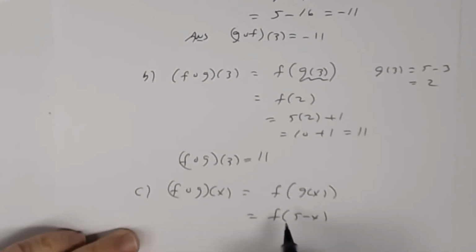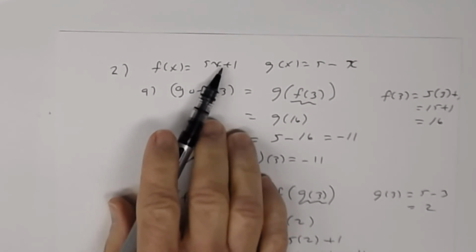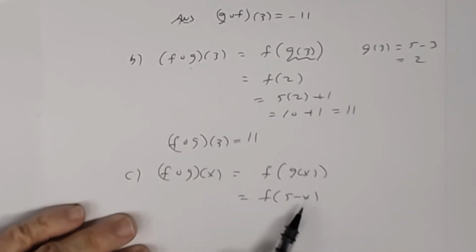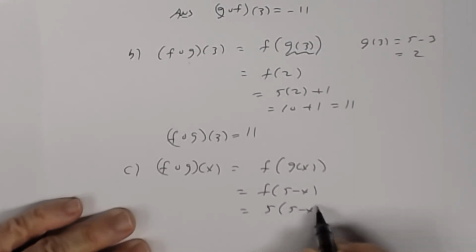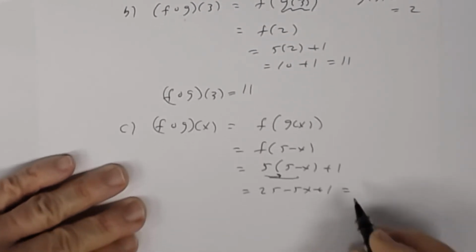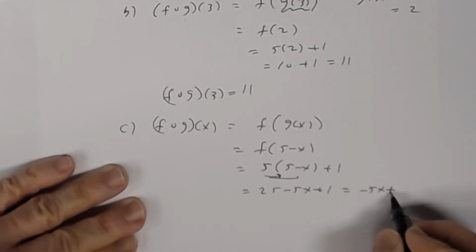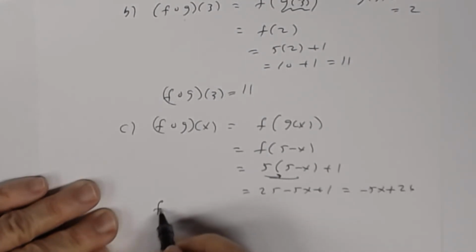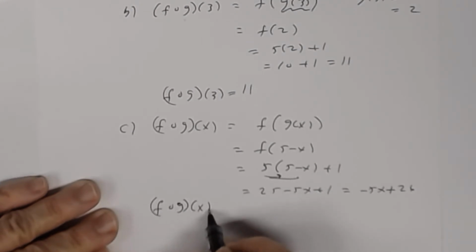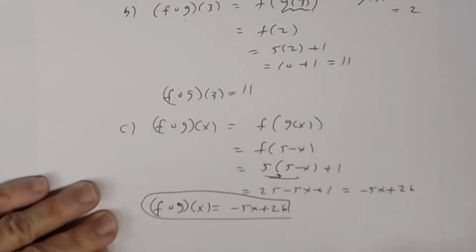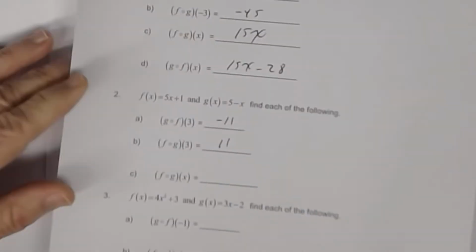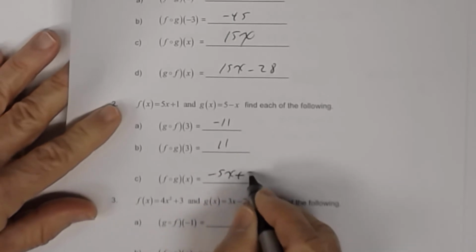So now I'll go to my function F, which is 5x plus 1, and where we see the variable x, I'm going to substitute 5 minus x. So it becomes 5 times 5 minus x plus 1. And then distribute. I get 25 minus 5x plus 1 in descending order. This becomes a negative 5x plus 26. So F composed with G at x is negative 5x plus 26. Okay? All right, so that is this one. So negative 5x plus 26.